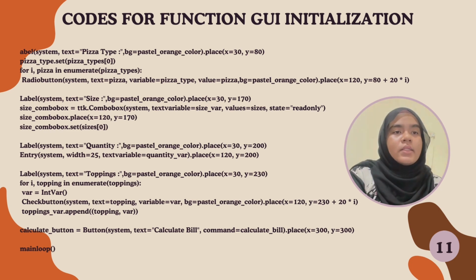So next is calculate button system, calculate bill, command calculate. So this button widget is created for calculate bill with a command set to the calculate bill function. So the button is placed at coordinate x equal to 30 and y equal to 30.